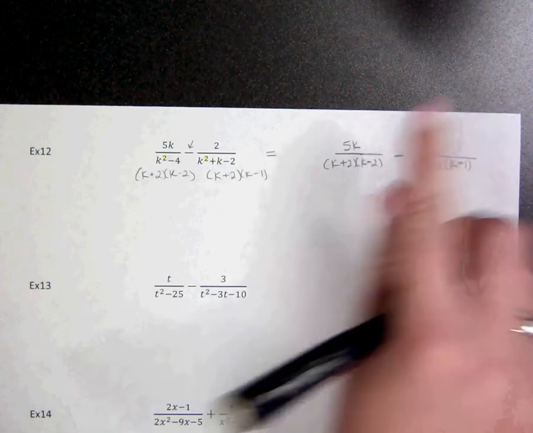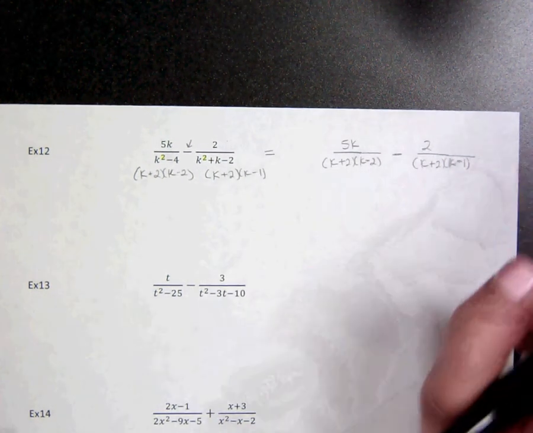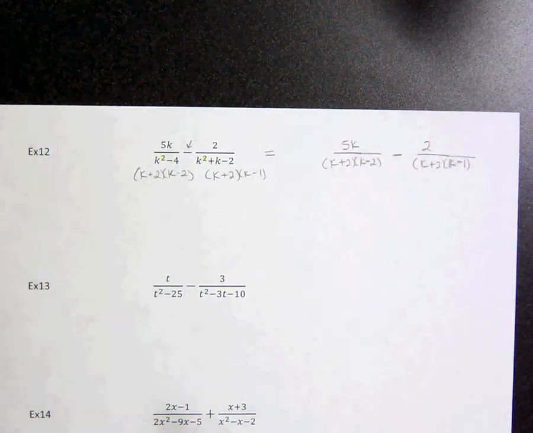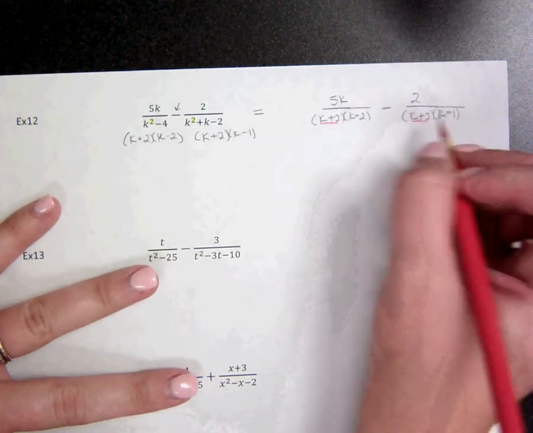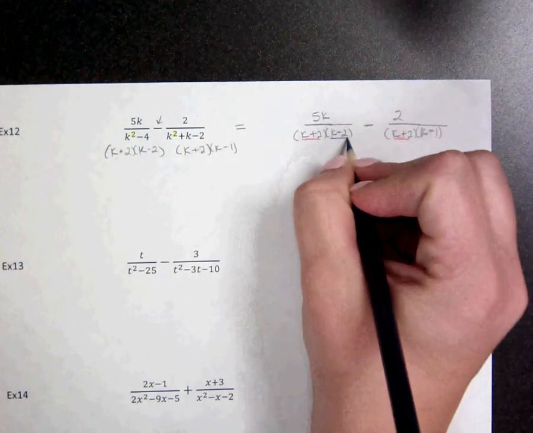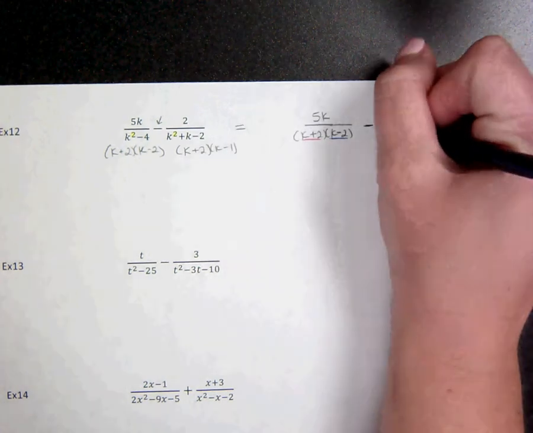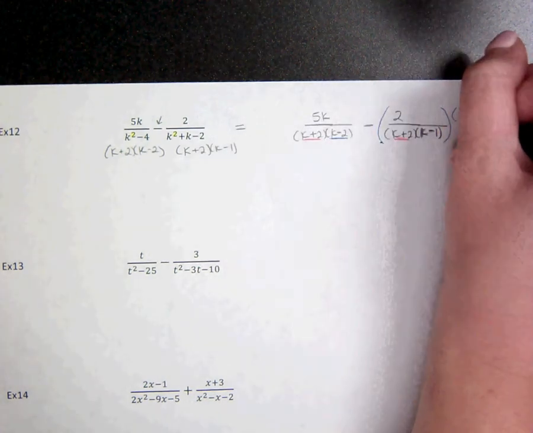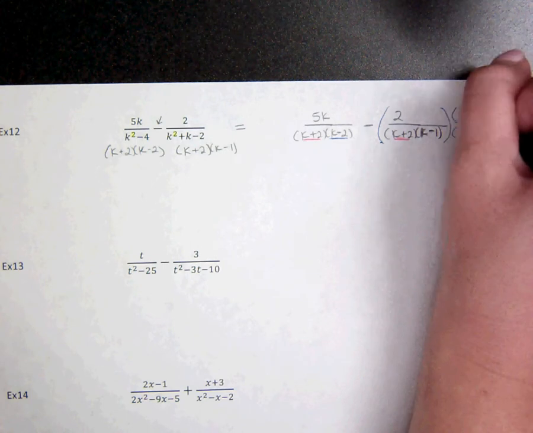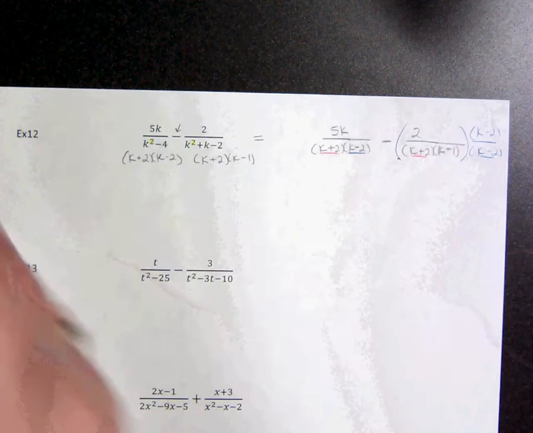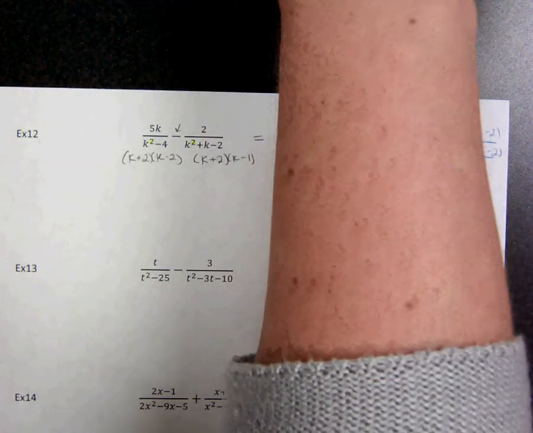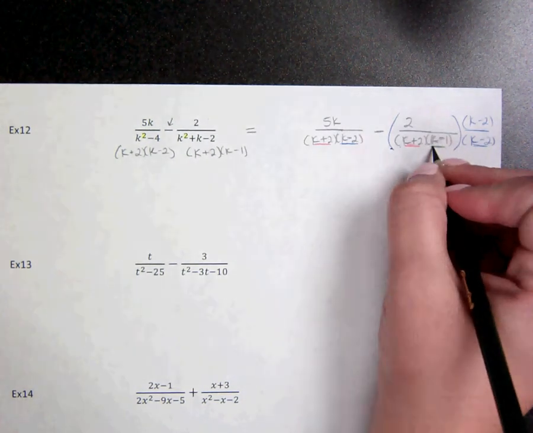And you want to give yourself, like I said, a little bit of space on either side so that you can multiply on what you need. So if you look, they both have k plus 2, and color coding can help here. The first one has k minus 2 and the second one does not. So the entire second expression is going to be multiplied by k minus 2. So that now they both have k minus 2. And then the first fraction is missing k minus 1.